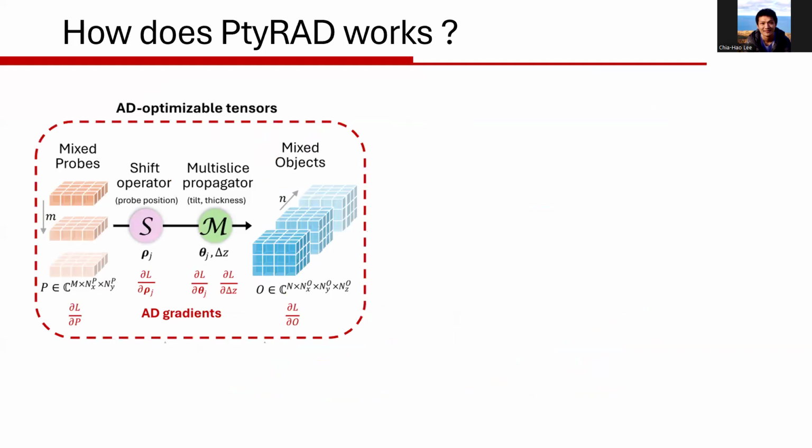And the last topic here will be how PtyRAD actually works. In this case, all these optimizable arrays, which we're calling tensors, are formed in a typical multi-slice approach, except that PtyRAD is designed to handle both mixed probe and mixed object at the same time. Following the typical multi-slice formalism, you have your probe, and given a specific probe position, you choose your multi-slice propagator that's defined by your local tilt and your layer thickness, multiplying by your mixed object here.